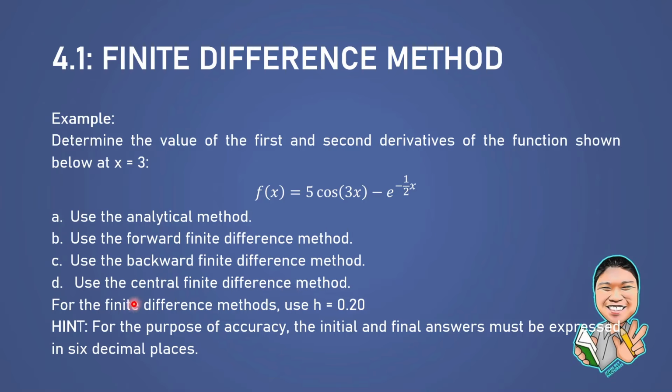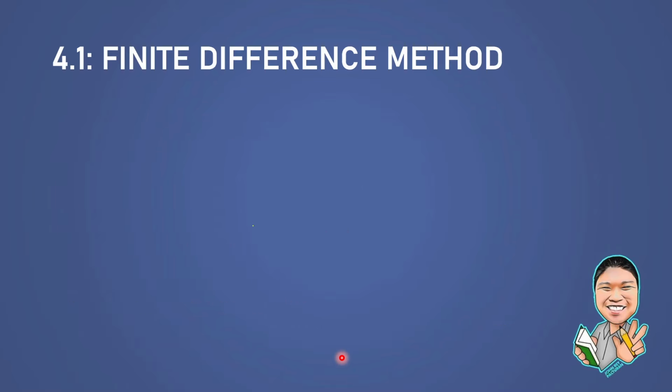For the finite difference methods daw, yung interval natin na h is 0.20. Hint, no? Wag natin i-ignore ito. For the purpose of accuracy, the initial and final answers daw must be expressed in 6 decimal places. Sige, simulan na natin na isolve itong problem na to.